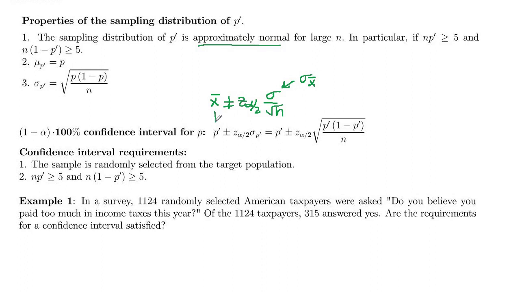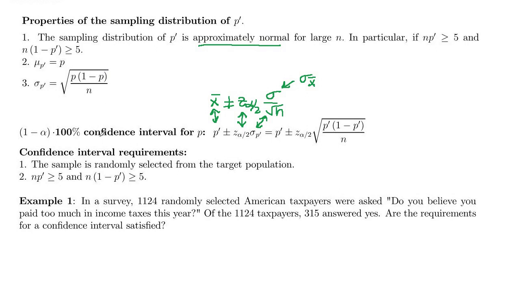We're doing the same thing here: point estimate plus or minus z-value times a standard deviation. It's just that now our point estimate is the sample proportion, and our standard deviation is this expression instead of sigma over root n. So that'll be P prime plus or minus z alpha over 2 times the square root of P prime times 1 minus P prime over n. We're using the sample proportion P prime here instead of the population proportion P because we don't know P, so we have to use our best estimate.